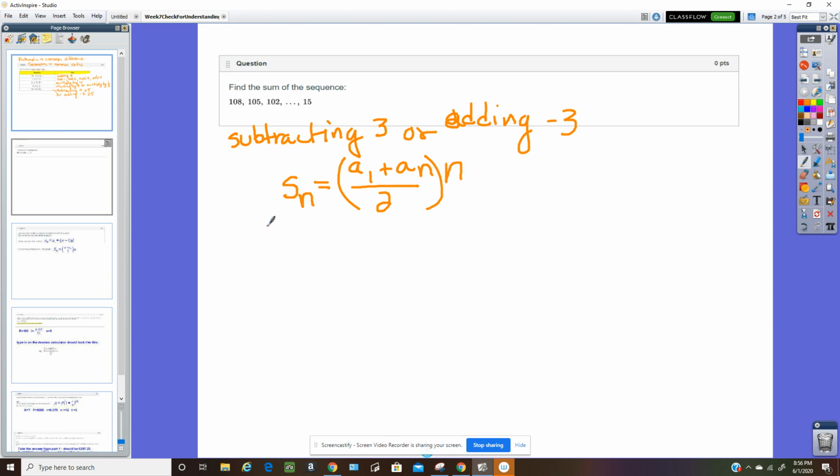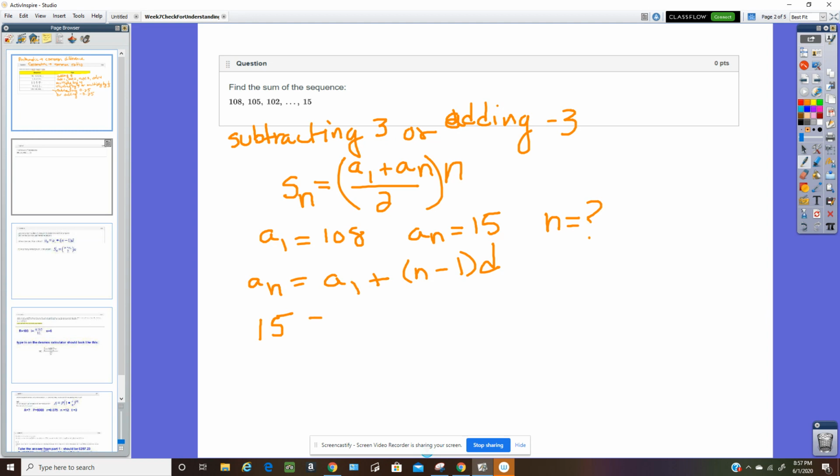So we know what A1 is, 108, and A sub n is 15, and we don't know what n is. So in order to find out what n is, we can use the formula that A sub n is A1 plus n minus 1 times d. Well, if we plug in what we know, A sub n is 15, and the first term is 108, and then n we're trying to find. And the common difference is -3. So solve this for n.